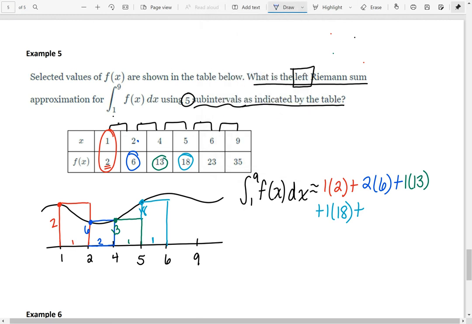Plus, let's see, from 6 to 9, that width is 3. And the height is determined by the left side. So I need to look at the y value for 6. 3 times 23. I multiply and add all of these up. So I've got my calculator in my hand right now. I am typing 2 plus 12 plus 13 plus 18 plus 3 times 23. 114. It's approximately 114.